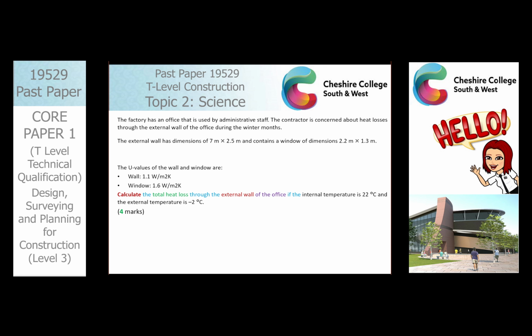So the idea is we've got an external wall, we've got the dimensions, we've also got a window. We've got the U value of the wall and we've got the U value of the window. We need to know the total heat losses through the external wall if the internal temperature is this and the external temperature is that, 22 and -2. 4 marks to find out total heat loss.